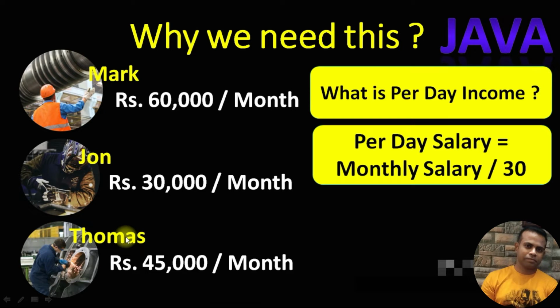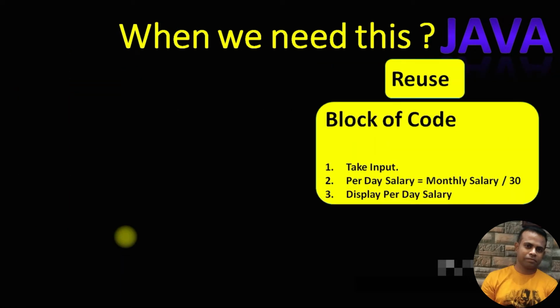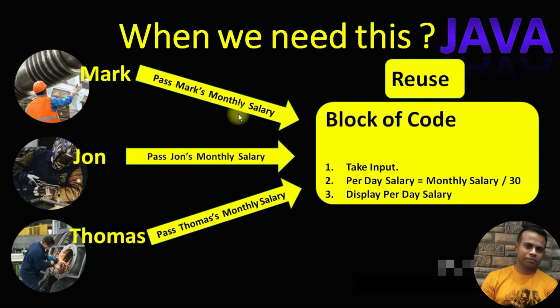So here our when question comes. Always remember, as a good developer, when you get a problem, don't jump to the code directly. First try to understand, is there any common part that you can separate in a block of code and try to reuse. So for our case, we can create a block of code that takes input, then calculates the per day salary and finally displays the per day salary. And to take input, we are simply passing Mark's monthly salary to this block of code, then John's monthly salary, and then Thomas's monthly salary.